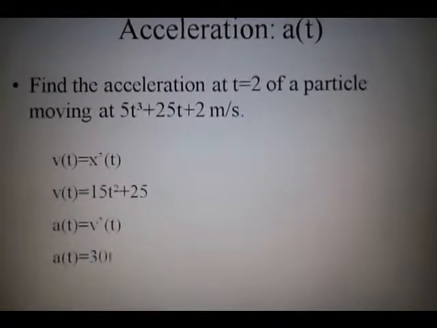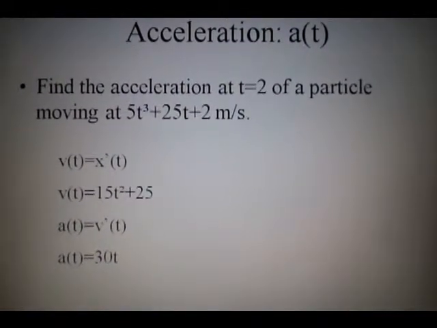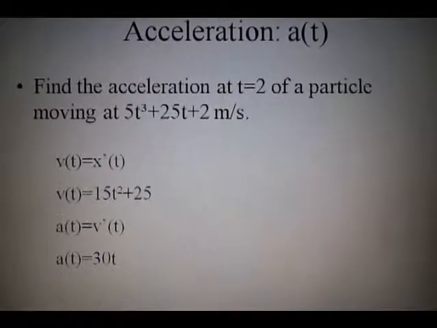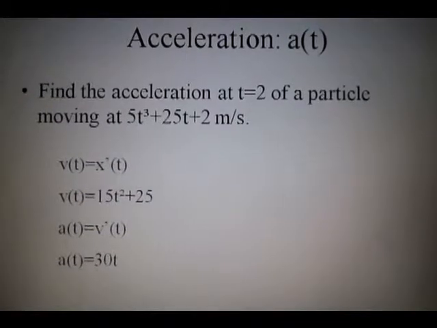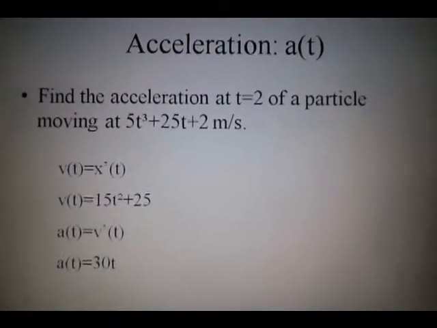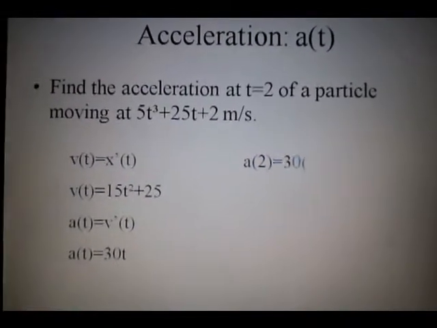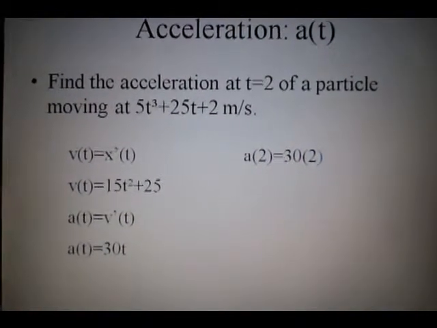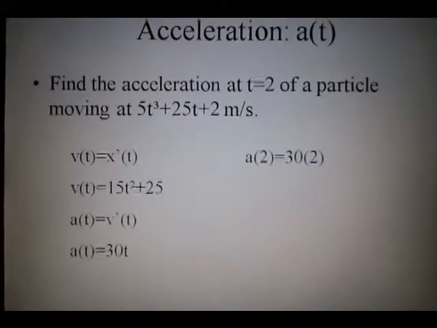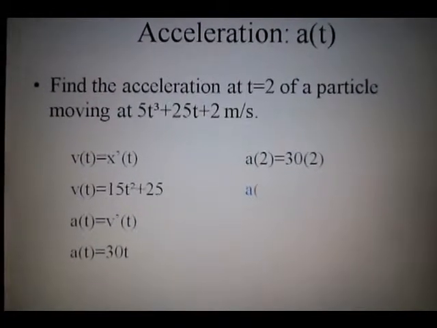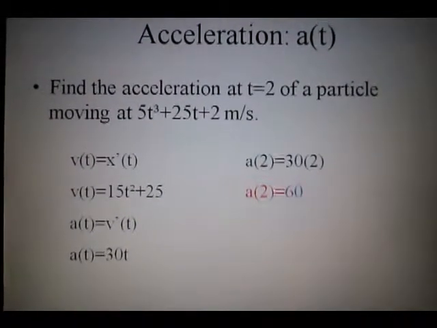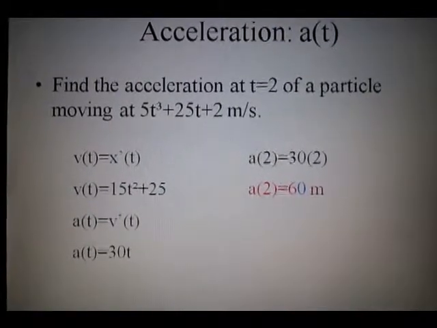Now that you have the functions that represent the acceleration of the particle, you can substitute the number 2 to find the acceleration at t equals 2. Once you do this, you get a of 2 equals 30 times 2. And you simplify to get your final answer, which is 60 meters per second squared.